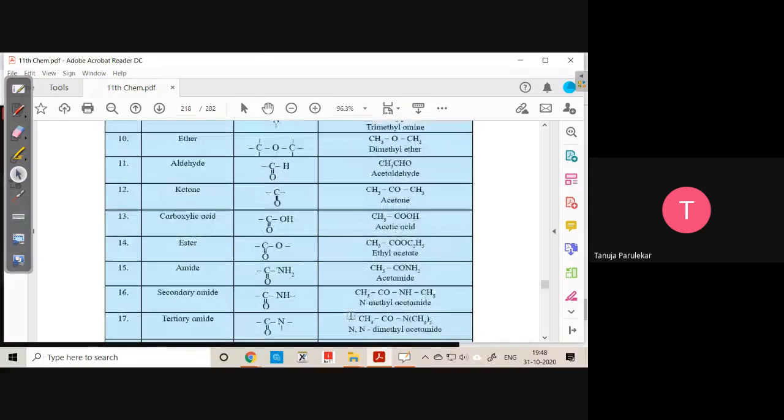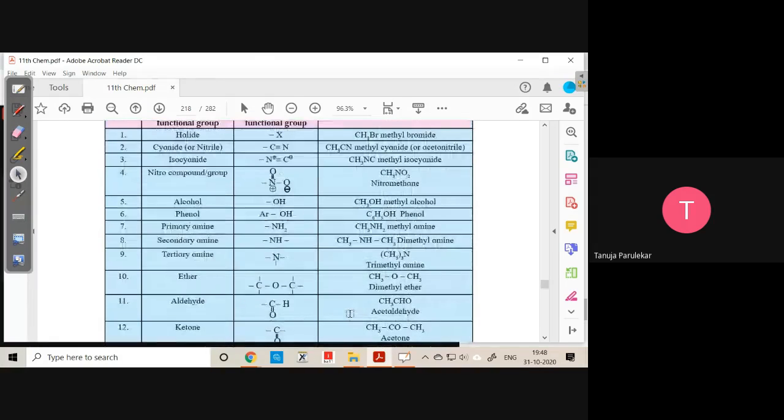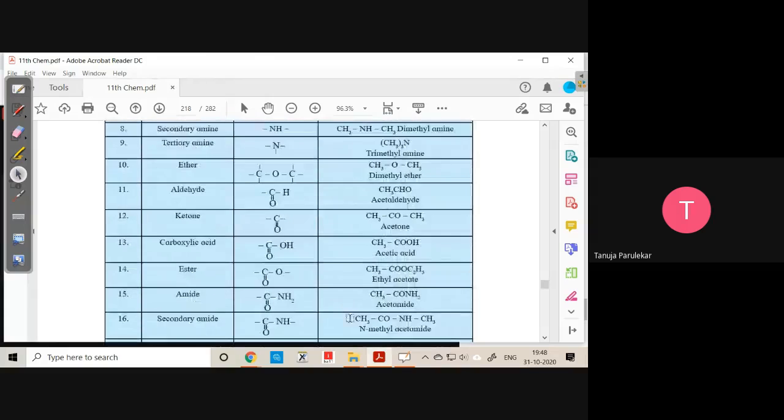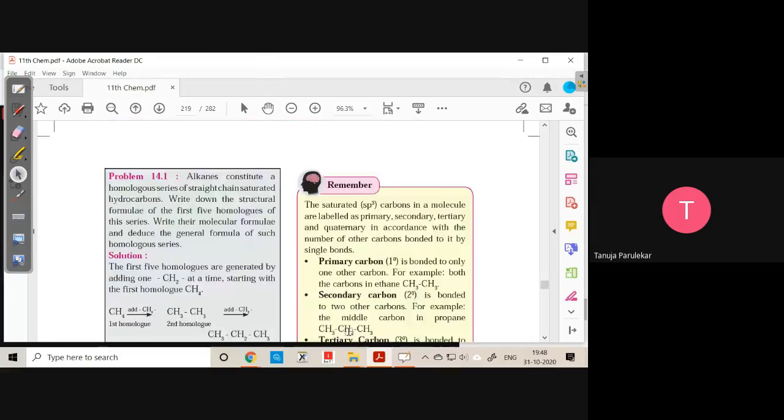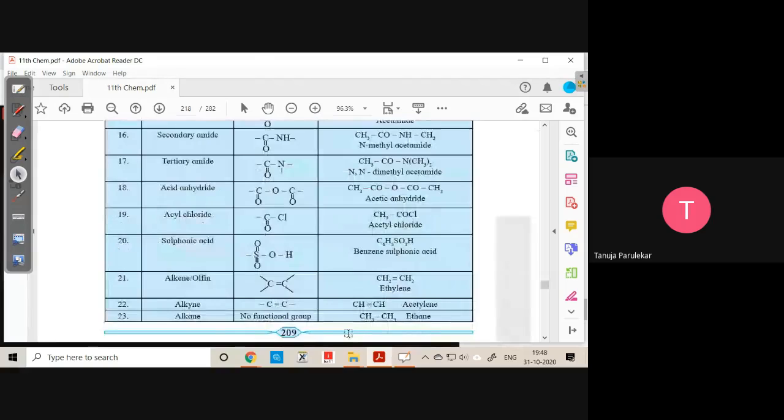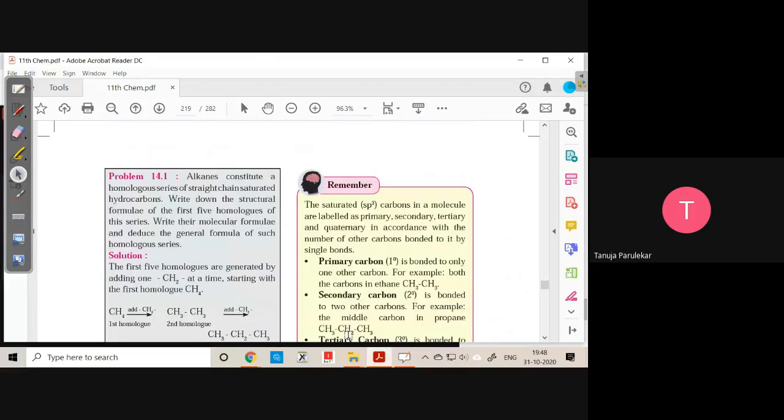Then you don't have to memorize, but for now you will have to look at it. A few functional groups you must be knowing, but here there are about 20 to 23 functional groups which you will have to write down. Okay, then only.